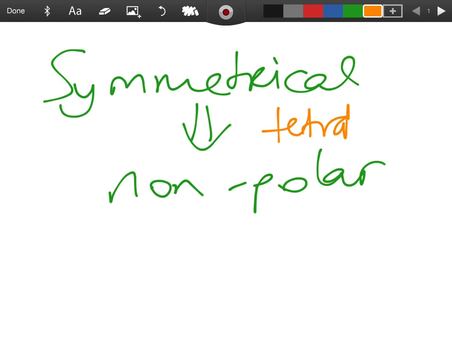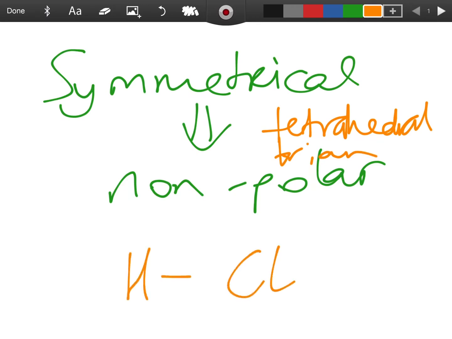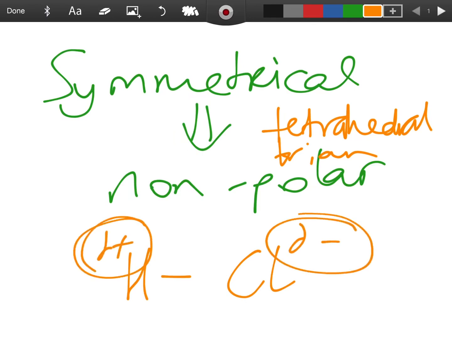So you're looking for tetrahedral molecules, and you're looking for something like triangular planar molecules. They would be symmetrical, not something like HCl. Look, the centre of positive charge is here, the centre of negative charge is here. So that's a polar molecule. That can be kind of difficult at times, but that's your answer.